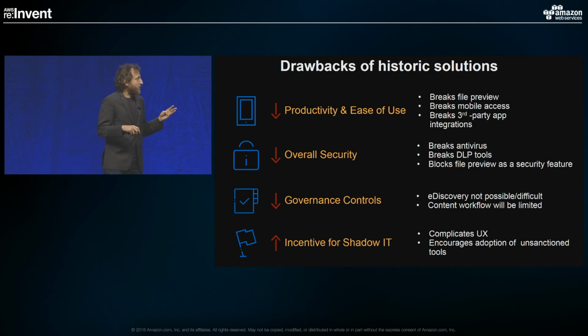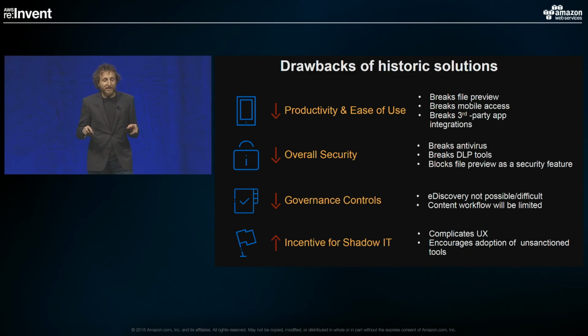So there's a couple drawbacks to these historic solutions. They decrease productivity and ease of use by breaking file preview and the mobile access. And nowadays, most access to content, people just expect the mobile experience to be working. They actually decrease overall security by breaking antivirus. If we can't scan the content, then we can't provide antivirus on it. They break governance controls because e-discovery is based on text search. And if we can't do text search over the content, then e-discovery can't work.